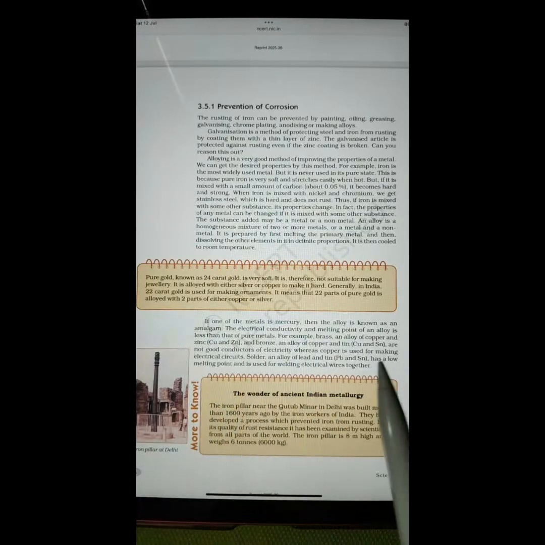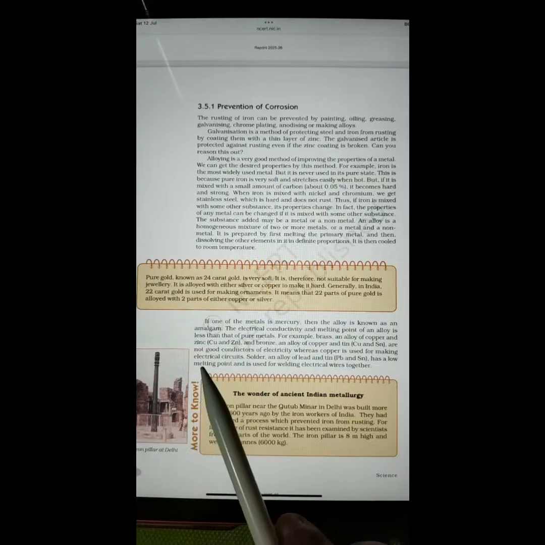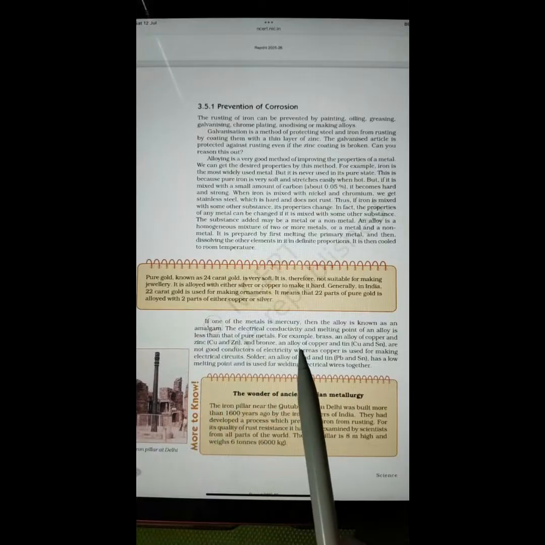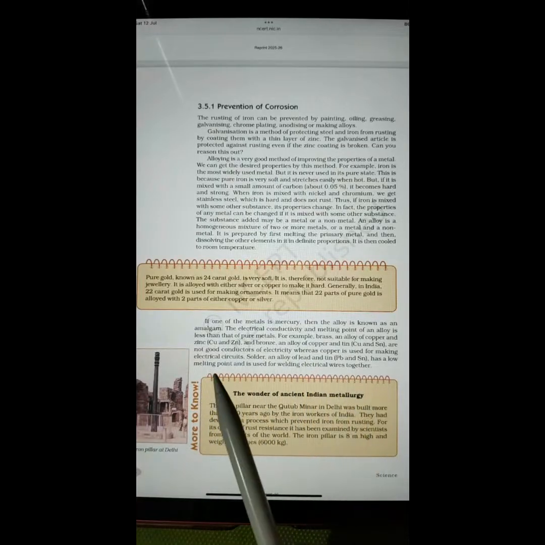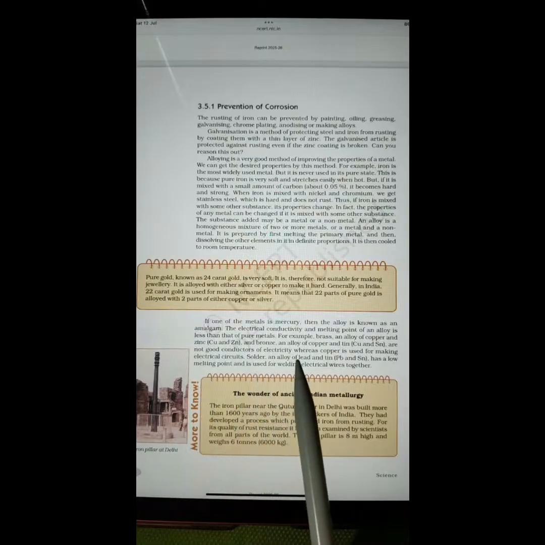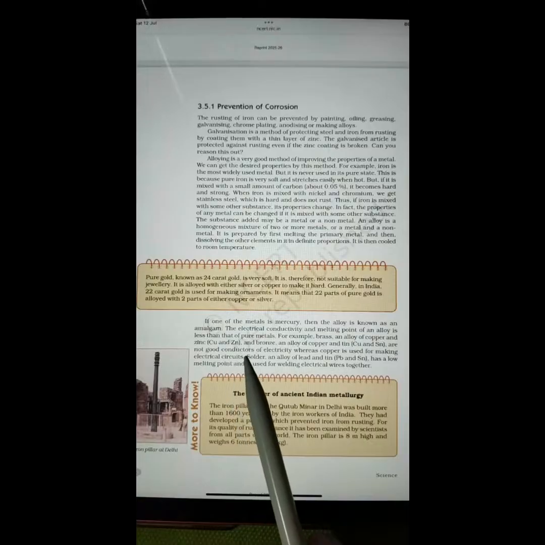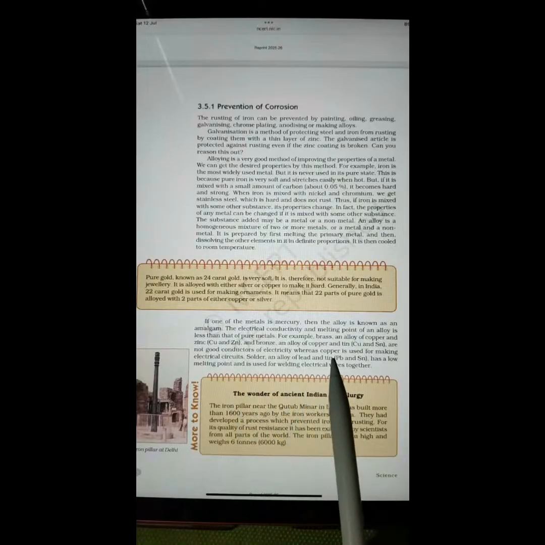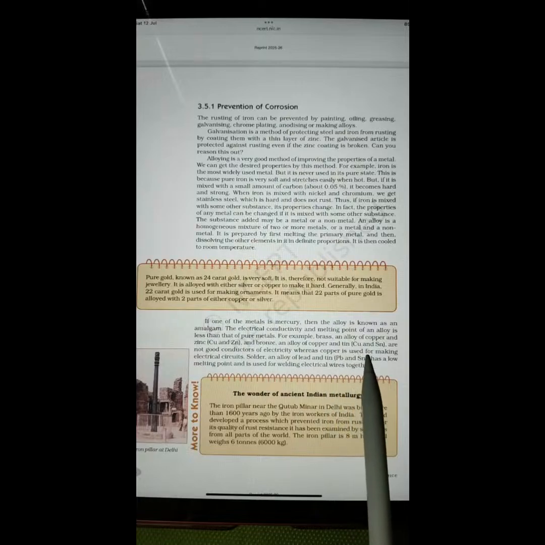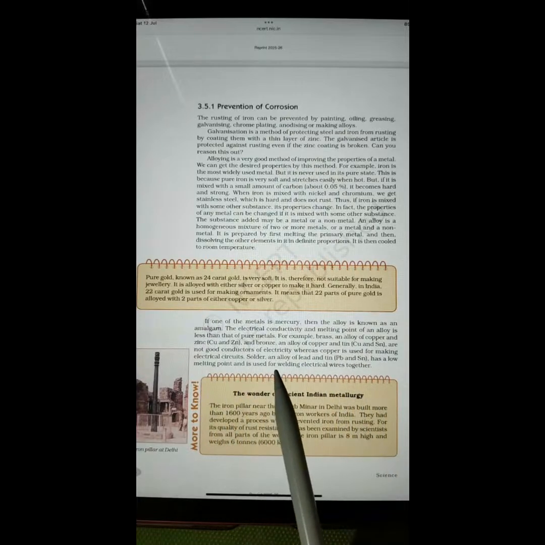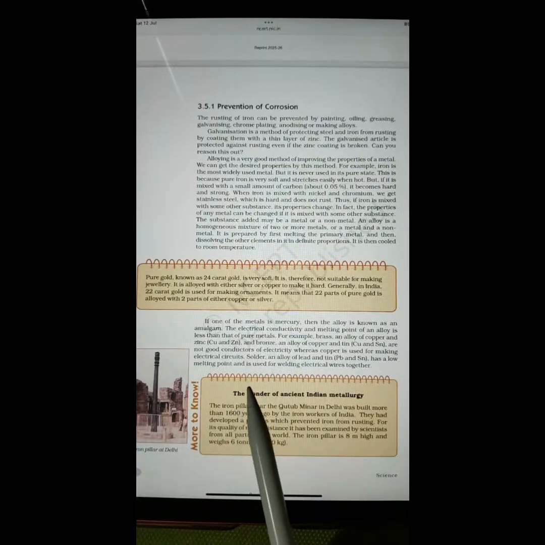If one of the metals is mercury, then the alloy is known as amalgam. The electrical conductivity and the melting point of an alloy is less than that of the pure metals. For example, brass, an alloy of copper and zinc, Cu and Zn, and bronze, an alloy of copper and tin, Cu and Sn, are not good conductors of electricity, whereas copper is used for making electrical circuits.